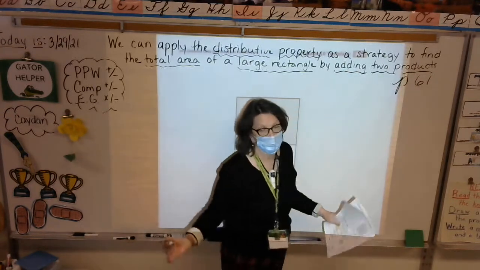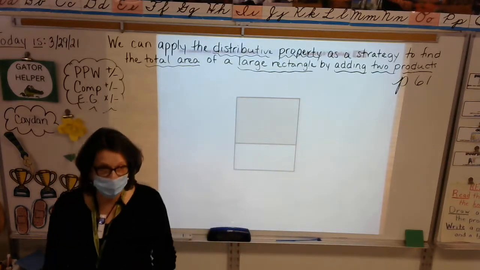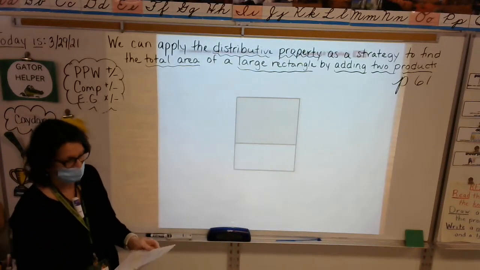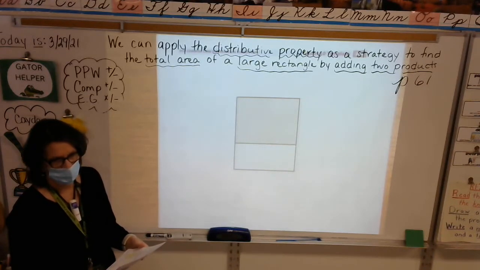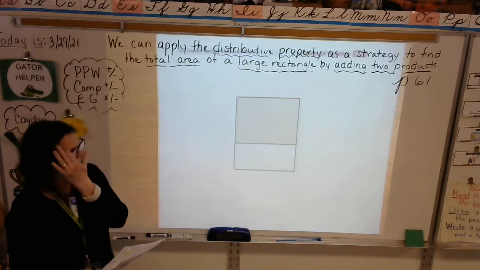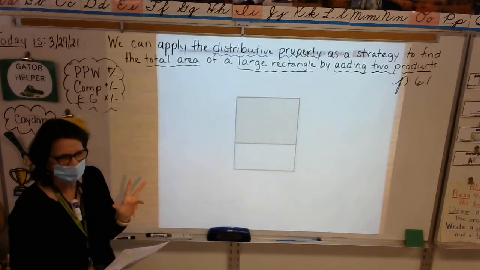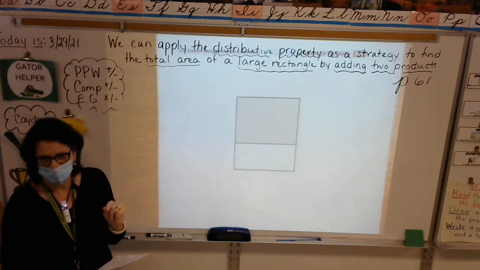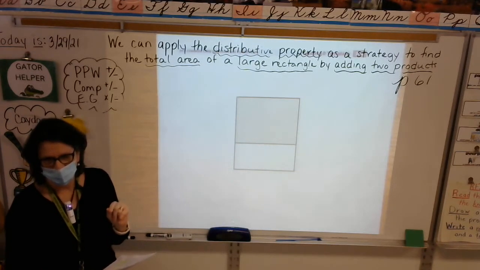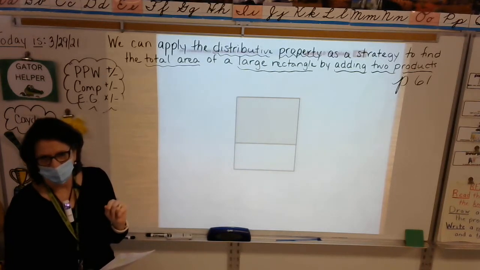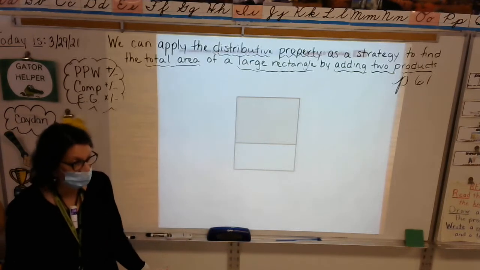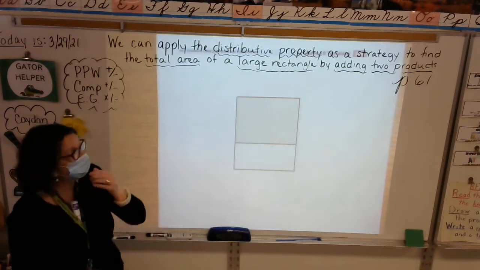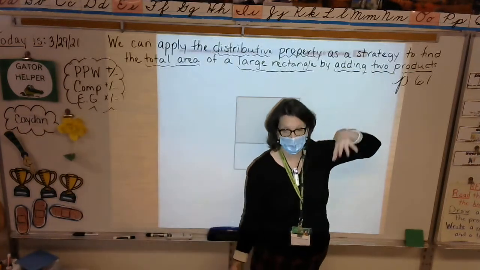And now my question is, do you know what a product is? Who can explain what a product is? Cam? Well, close, but not really. Who knows what a product is? Val? A product is the total size of an array or of what you're counting. Well, close. The product is our answer when we multiply, okay? So we're going to be taking two products and adding them together.